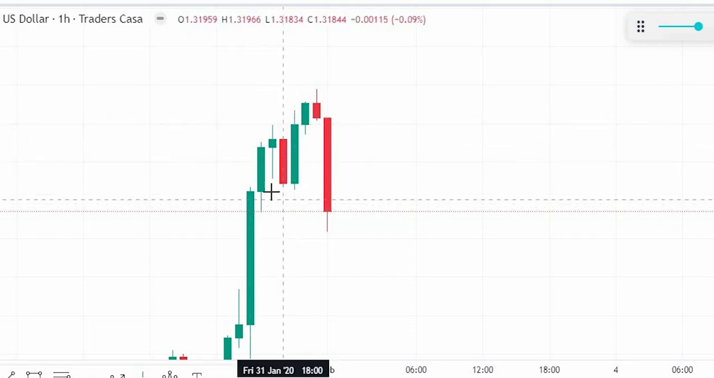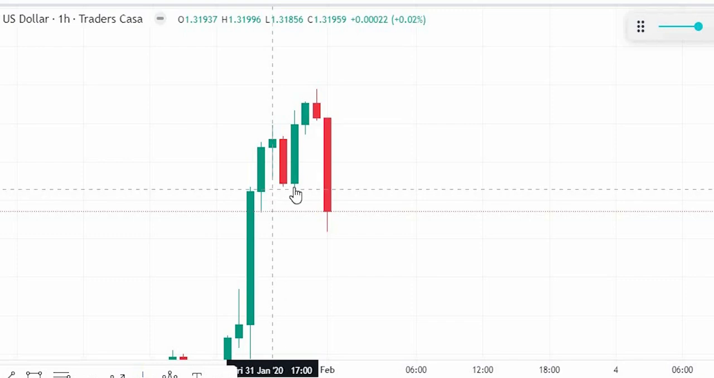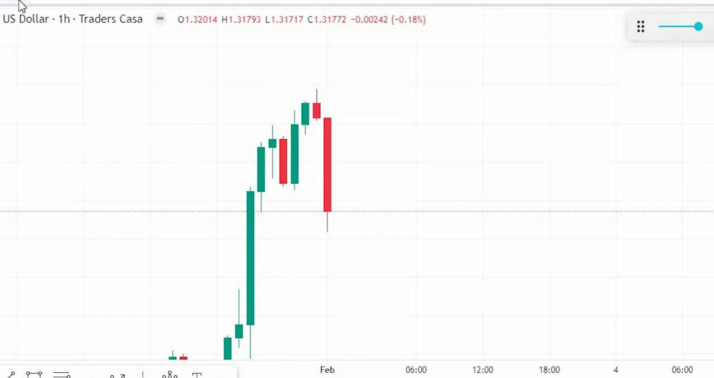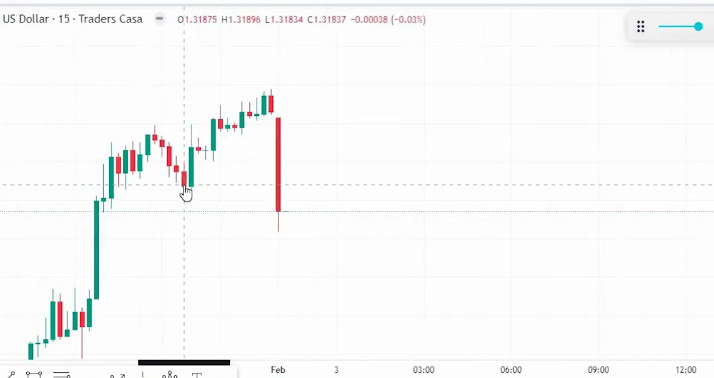Then what is the market doing? Now the market broke below this. So this is a change of character on the 1 hour time frame. So let's go to the 15-minute time frame to have a clearer view of it. And this is the clearer view of it.